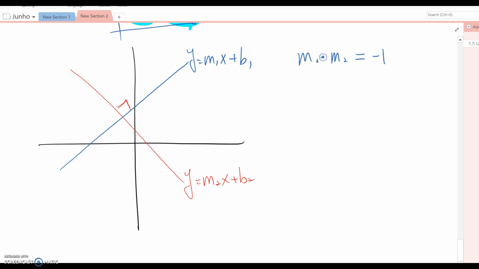Okay? So from here, let's solve for one slope, maybe m2. Then you divide by m1 on both sides. Therefore, m2 becomes -1 over m1. So from the original m1, whenever you find the perpendicular slope m2, it becomes the opposite reciprocal. That's how you remember that. Okay? So, then one example.